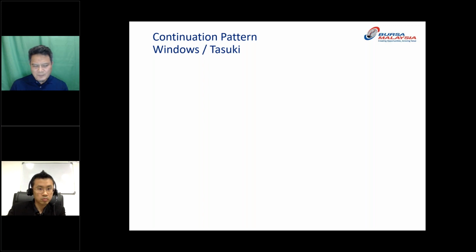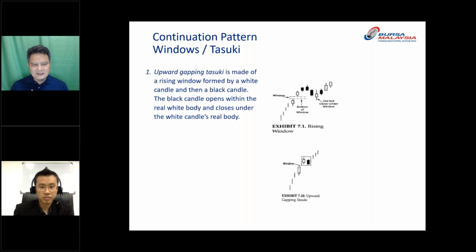The continuation is not many patterns, only a few, but more than two. But I will show you only two patterns that always happen in Bursa Malaysia. One is what we call the window or Tasuki, which means that in an uptrend, there is a gap. Usually, look closely here: when there is a gap here, it seldom fills the gap.